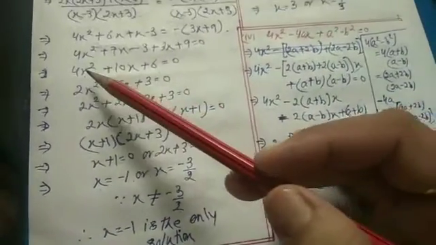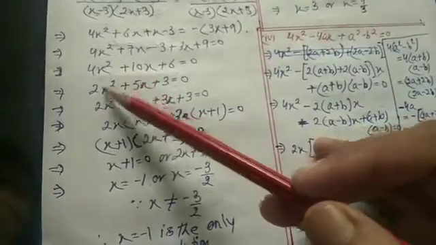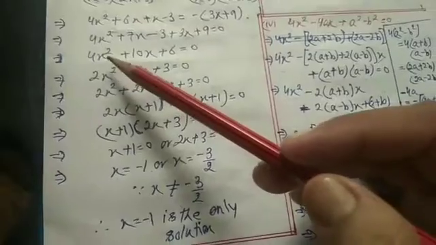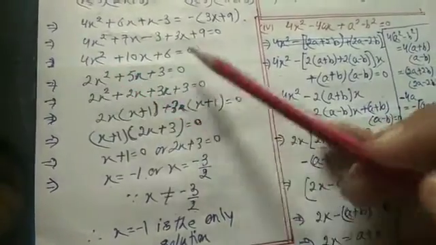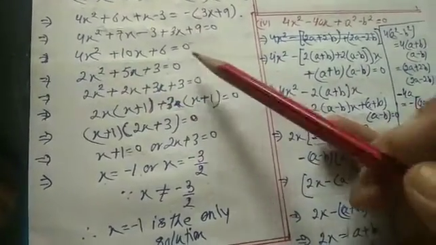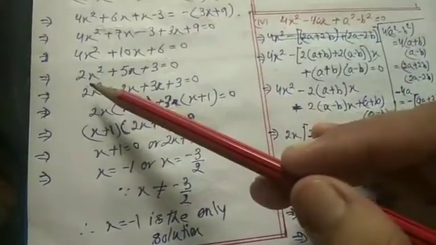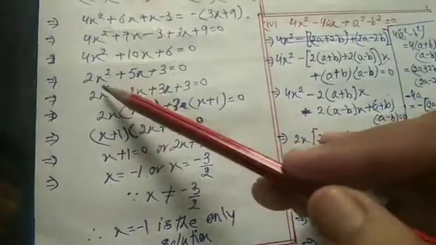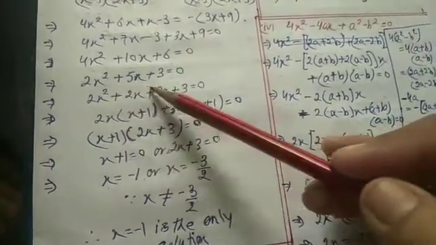Now we can take 2 common from all these, so we can write this as 2x square plus 5x plus 3, meaning 2 has been taken out, right? And then that 2 if we transfer to the right side, this will become 0 upon 2, and 0 upon 2 is 0. So this is the reason why we have converted this equation into the standard form, or the simplest form here now. So this is of the form ax square plus bx plus c.